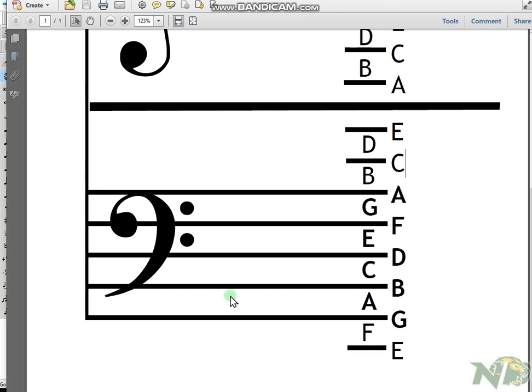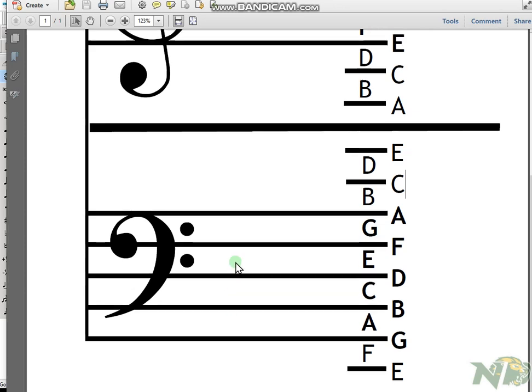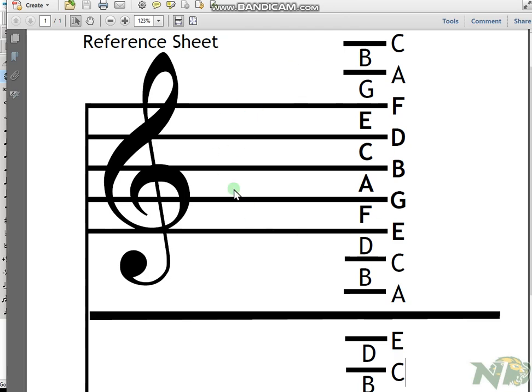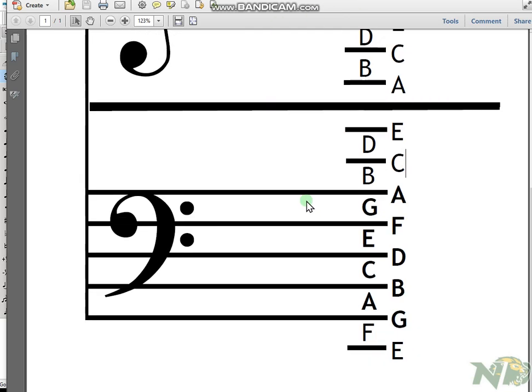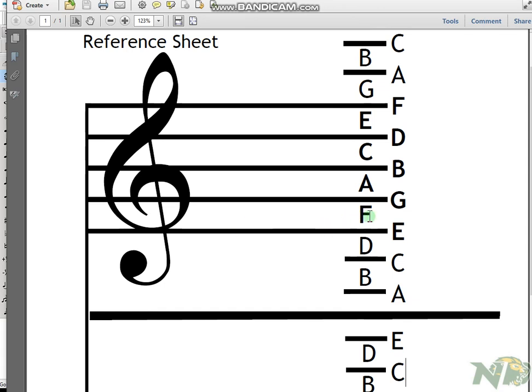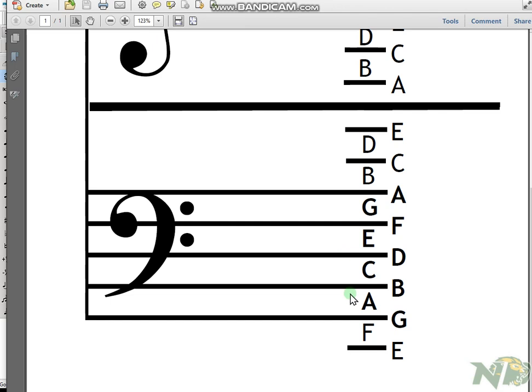Other instruments that may sound bass clef notes, like the bari saxophone and the bass clarinet, actually still read from treble clef music. Now, the bass clef is different than the treble clef. Remember, in treble clef, the bottom space is an F. Well, in bass clef, the bottom space is an A.